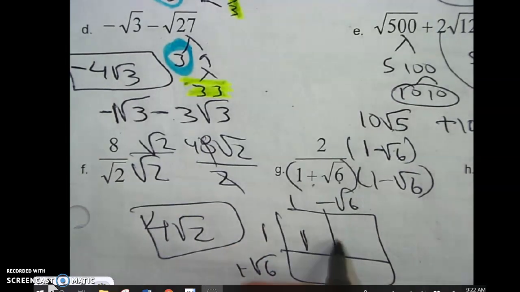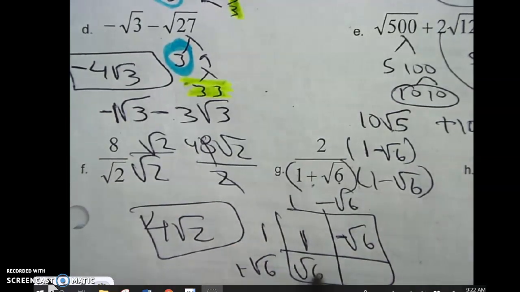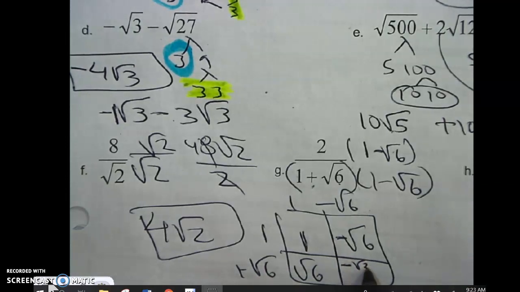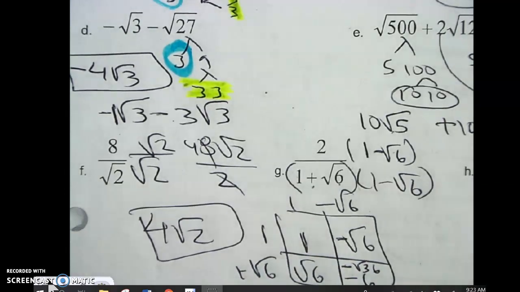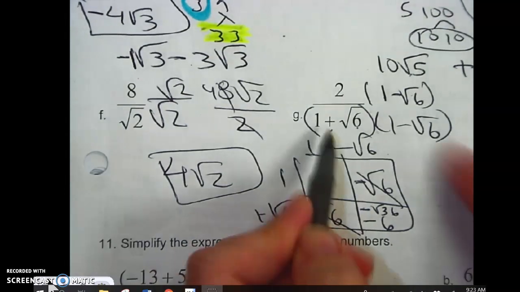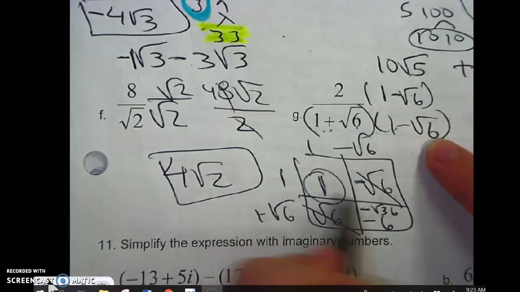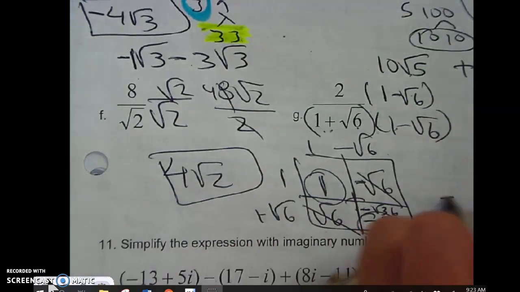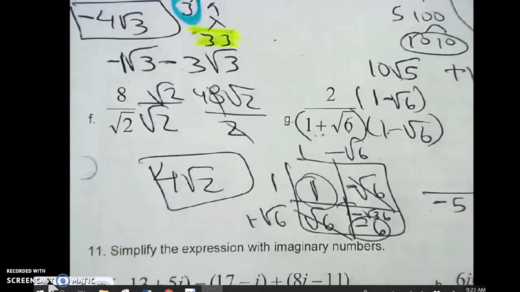I don't care what you do. Show me some work, please. Rad 6 times rad 6 is rad 36, which is 6. The radical went away. That's what I wanted. And 1 plus negative 6 is negative 5.